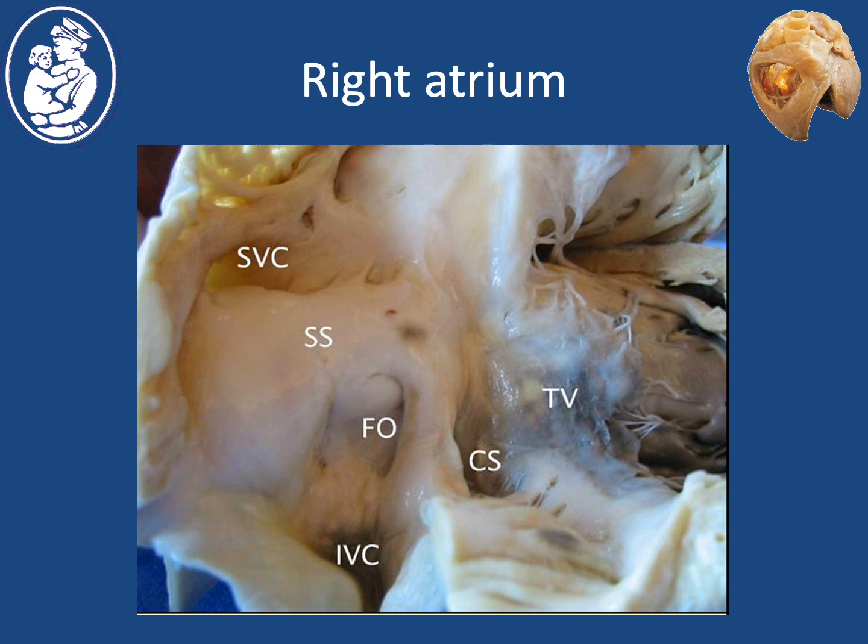In this opened right atrium, we see several of the characteristics of a morphologically right atrium. Here's the orifice of the coronary sinus draining into the atrium, the fossa ovalis with the superior limbic band or septum secundum displayed above the fossa, and the inferior vena cava entering the floor of the right atrium as well.